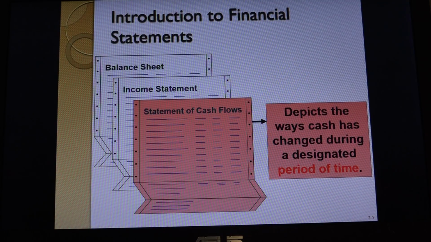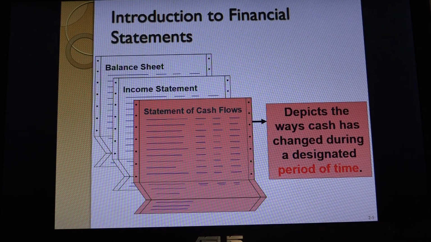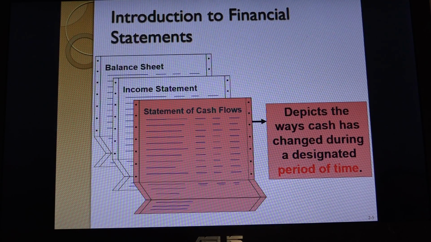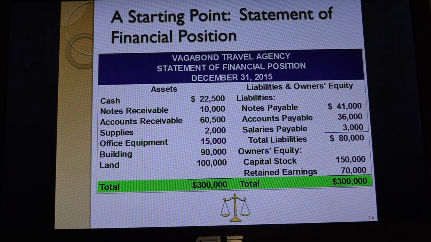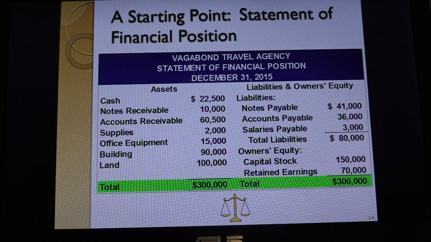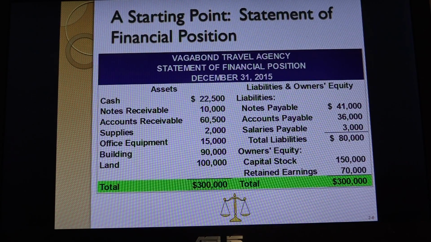And then a statement of cash flow shows the ways that cash has changed during a designated period of time. Also 1 year usually. All right, so they have this example in the book of this travel agency.